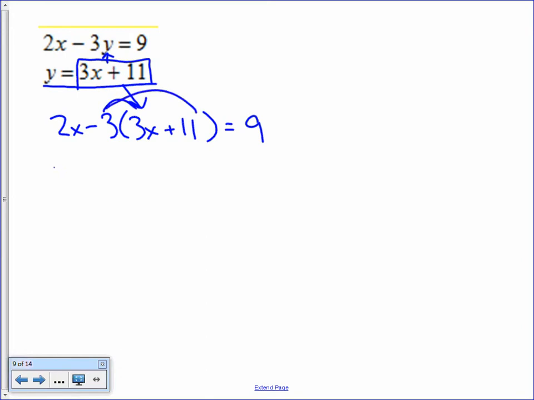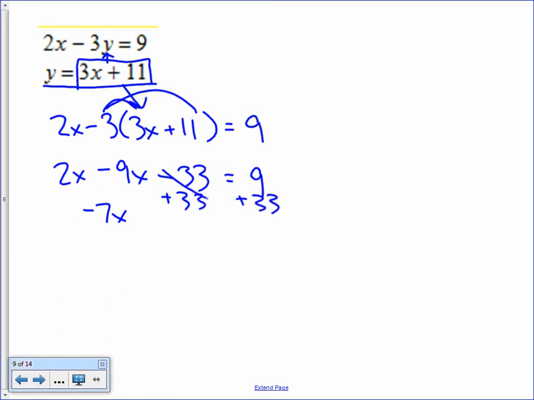Distribute that number in front through. So we have 2x minus 9x minus 33, and that equals 9. 2x minus 9x gives me a negative 7x. And then we're going to add 33 on both sides. So these will cancel out. I'm going to get negative 7x equals 42. And then divide by negative 7. So x is going to equal negative 6.